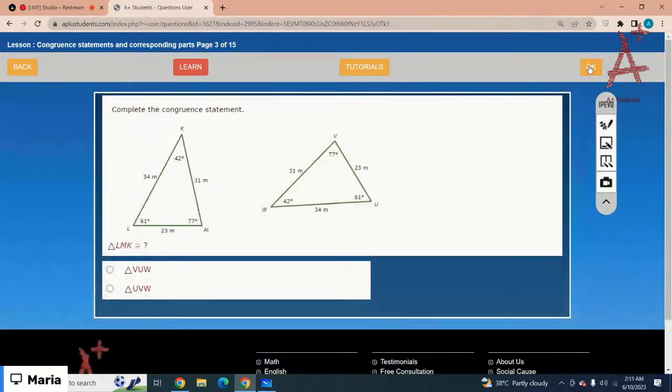Okay, complete the congruence statement. LMK. Okay, L is 61, M is 77, and K is 42. So you have to start from the same 61, 77, 42, UVW. Got it? So the correct option is the second one. Triangle LMK is congruent to triangle UVW.